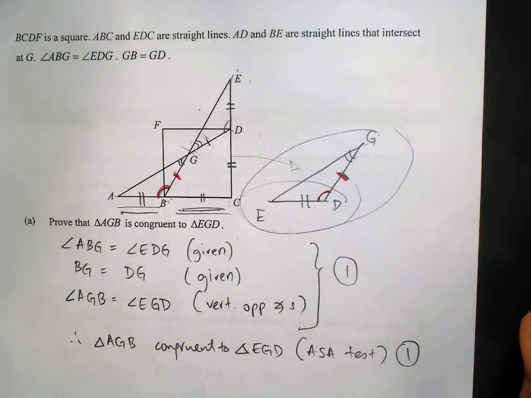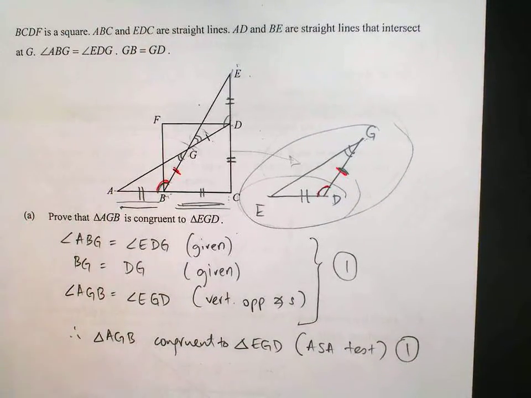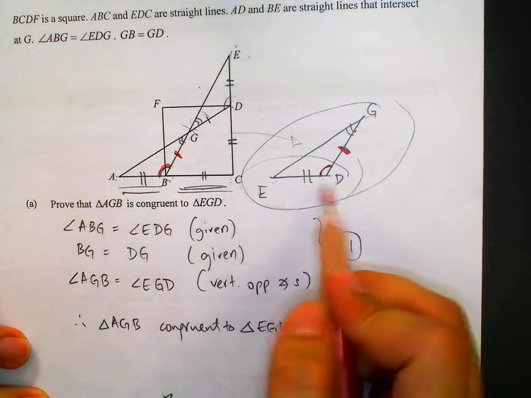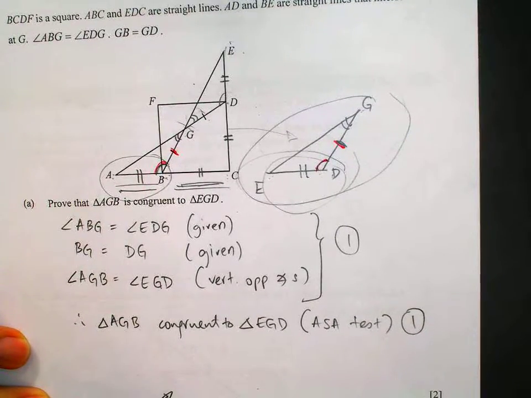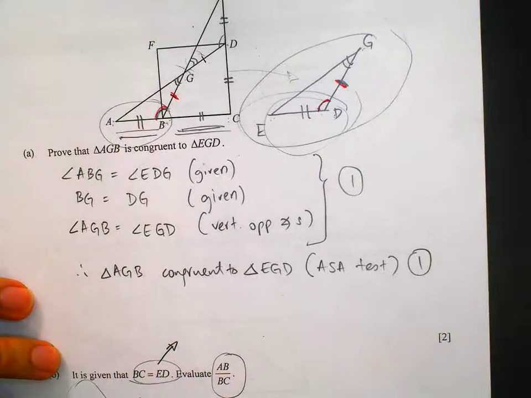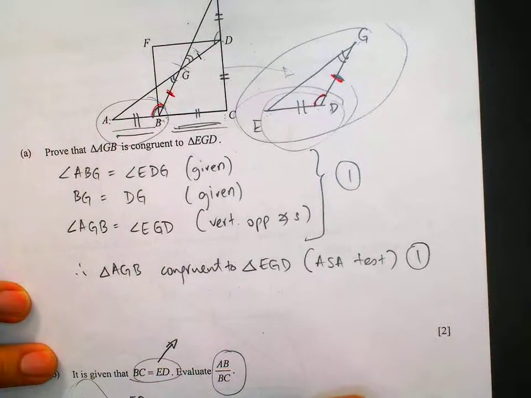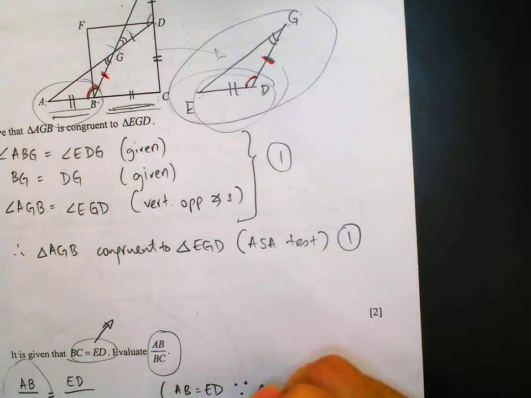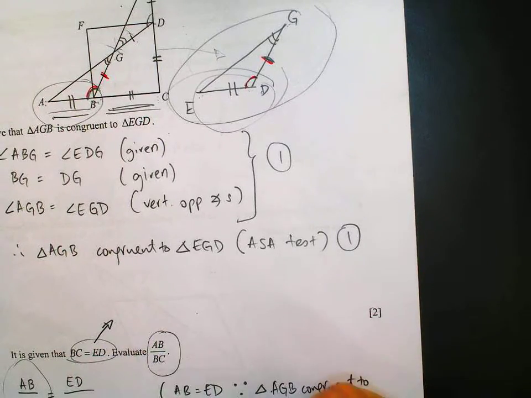So this is what I want to find out: AB over BC. And AB is actually the same as ED. Right? AB is the same as ED, over BC, I don't change. The reason I can say that AB equals ED, this one you don't need to write out, but AB equals ED because triangle AGB is congruent to triangle EGD. This was found in the previous part.